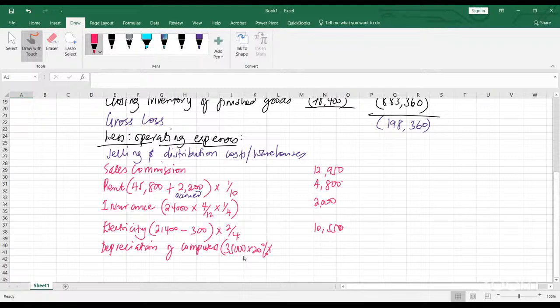But the 35,000 is the total cost of 10 computers, and we have been told that 2 of the computers are in the warehouse. We need to get 2 out of 10. We just need a portion of that depreciation to charge under the warehouse expenses. So what is 35,000 times 20% times 2 over 10?